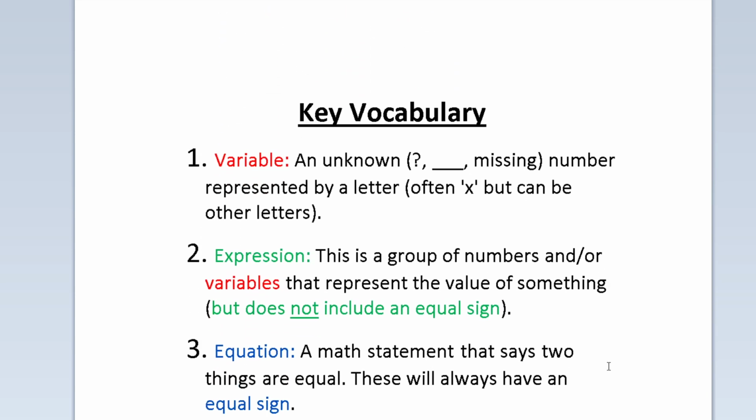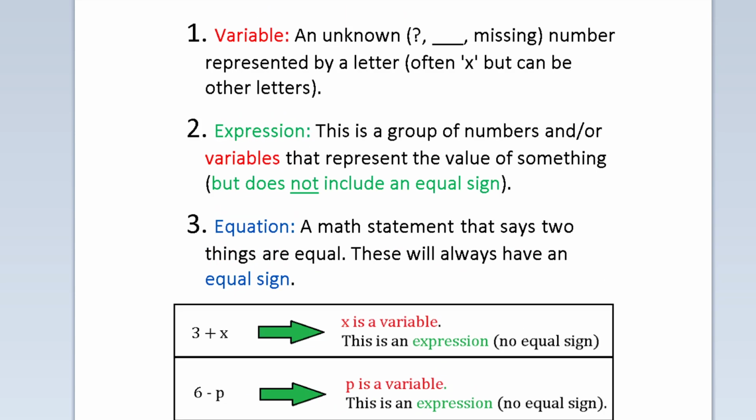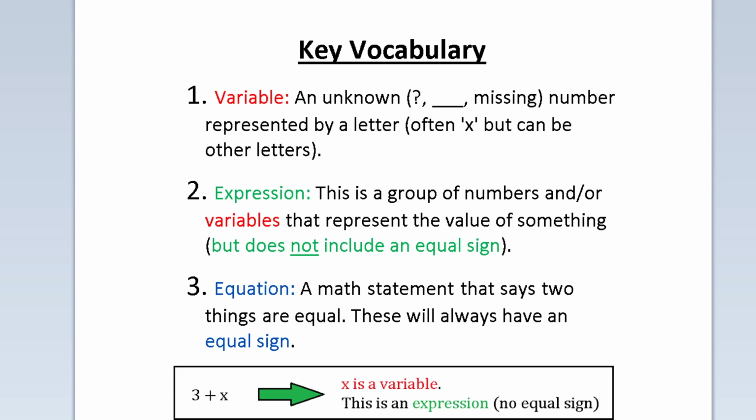Now, there's some key vocabulary here. I'm going to introduce 3 new words, and then I have some other words that we've talked about in class throughout the year, but words I still think we need to practice, and that we'll need to know for the IXL today. So this first one we talked about already, so I won't spend much time on it. A variable is an unknown. We use letters to represent these.